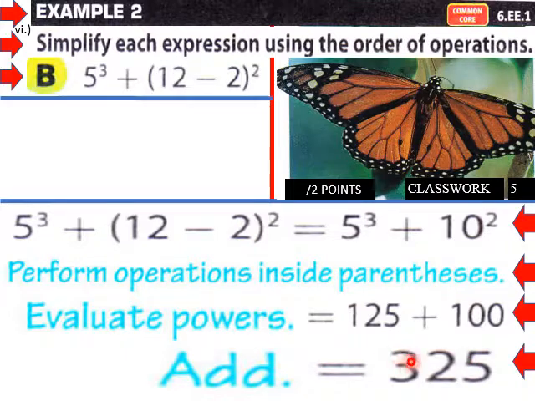And we get 325. Well, that's not right. 125 plus 100 would be 225, correct? So this is wrong here. So it'd be 225.